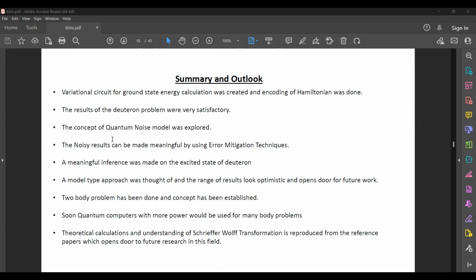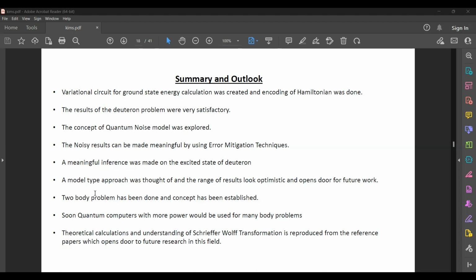Then I explored the concepts of quantum noise to show how quantum noises in the real world are affecting our simulation. A meaningful inference about the excited state of deuteron was made, where I showed that all the excited state values were coming positive, which matches with the fact that deuteron in its excited state is an unbound system. And then I thought of this model approach in my project, which has a range of results that looks pretty optimistic and opens the door for my future work.